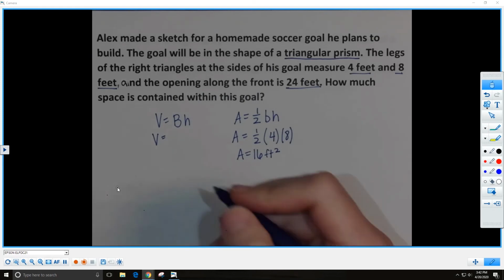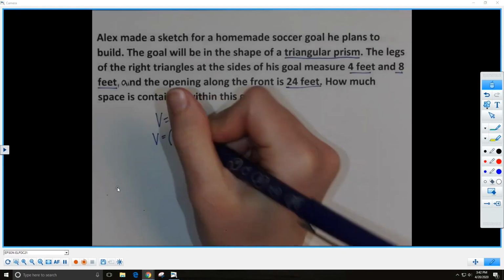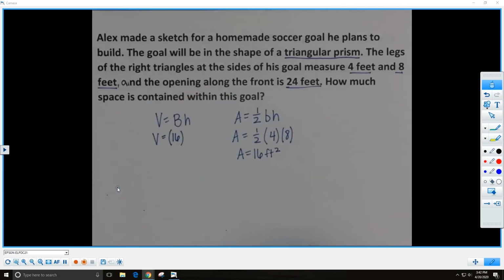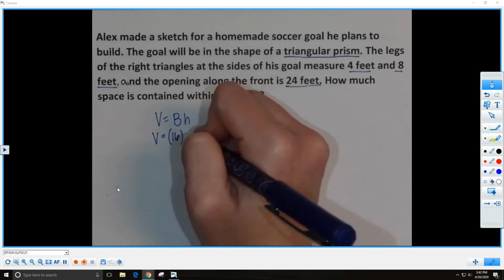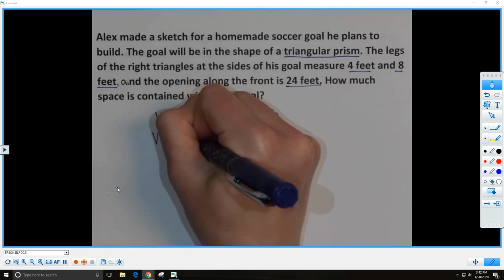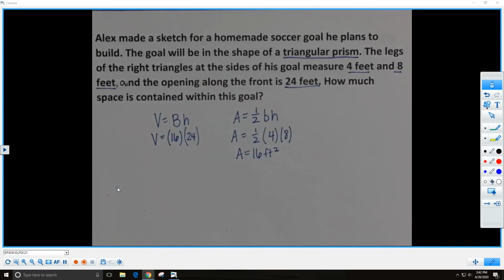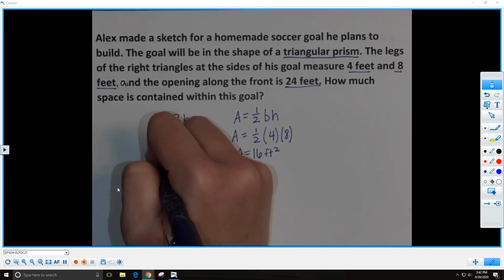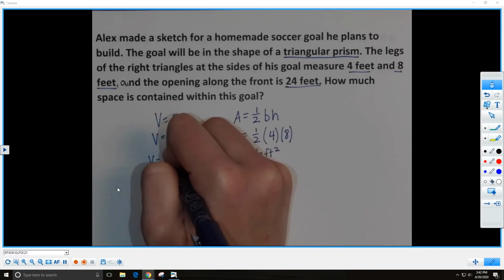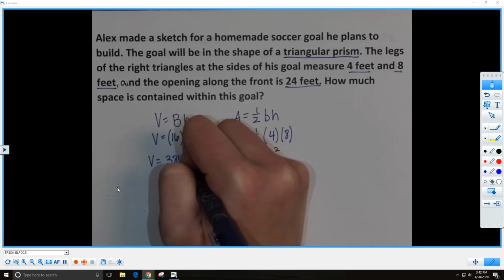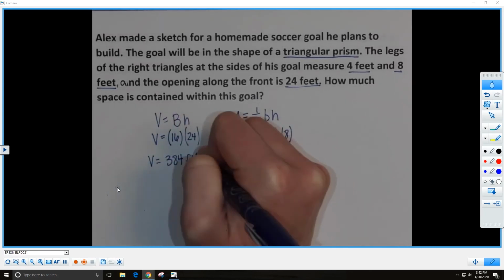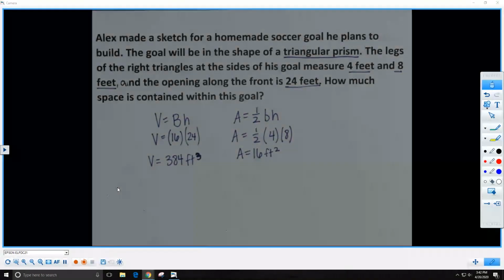Okay, so because we know that the area of the base is 16 square feet, that's what we just figured out a second ago for our triangle, and the height is 24 feet, we're going to multiply those two together, and I hope that you came up with 384. Oh, that should be cubed, sorry. So the volume of Alex's goal will be 384 cubic feet.